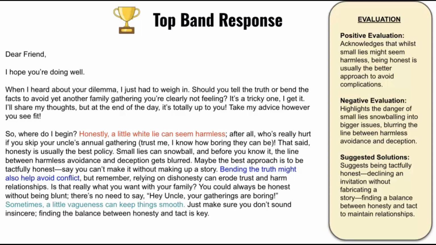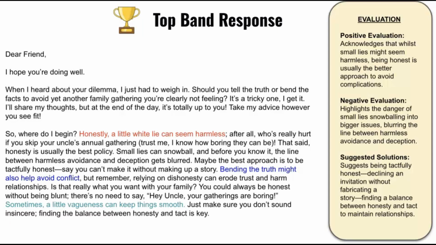So, dear friend, I hope you're doing well. When I heard about your dilemma, I just had to weigh in. Should you tell the truth or bend the facts to avoid yet another family gathering you're clearly not feeling? It's a tricky one, I get it. I'll share my thoughts, but at the end of the day, it's totally up to you. Take my advice however you see fit.